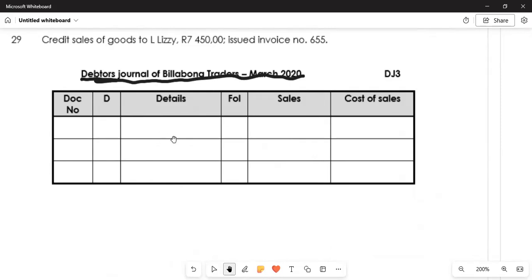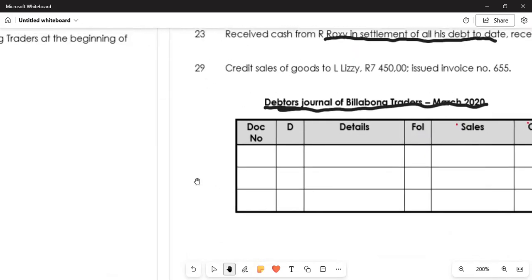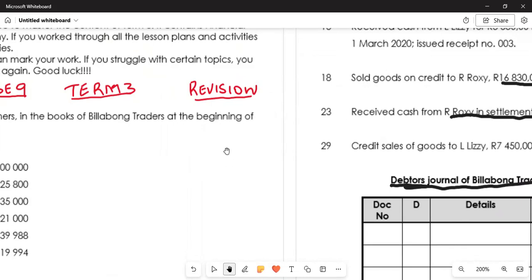So it means we are going to be focusing on those two debtors, Roxy and Lizzie. Roxy as our debtor 1 and Lizzie as our debtor 2. So we want to know the sales for these two debtors and their cost of sales. This is where we are going to be mainly focused: their sales as well as their cost of sales. So now let us go to the transactions that we are given.